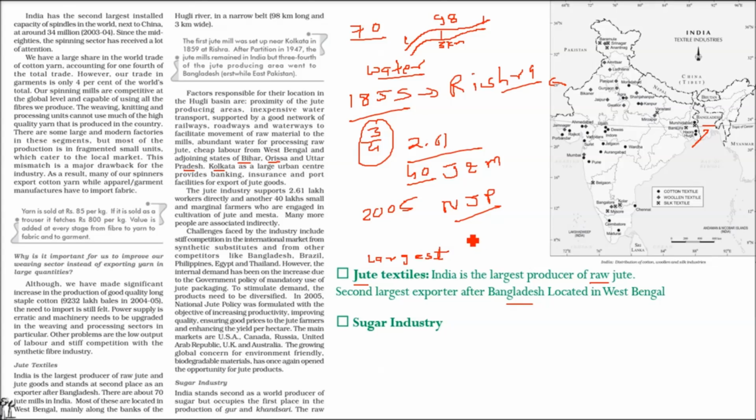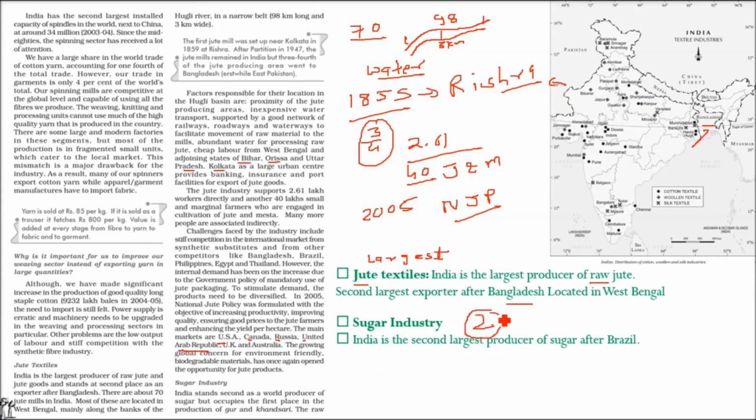So what are the main markets for this jute we have? We have USA, Canada and Russia, United States of America we already talked about, UAR, that is United Arab Republic, all the Arabian countries, you can say, most of them, and UK and Australia. Okay. Now coming to the sugar industry.